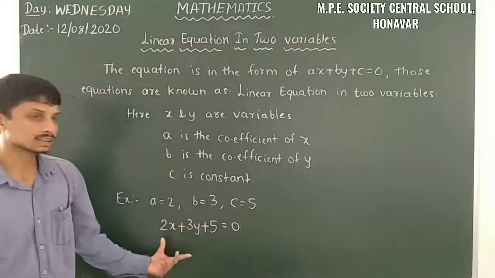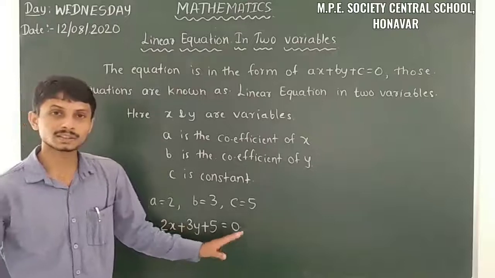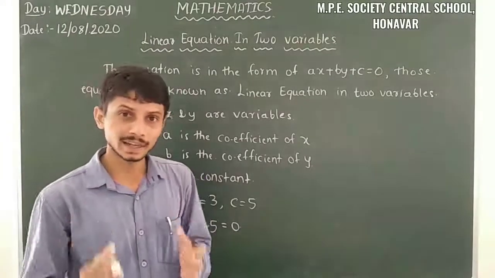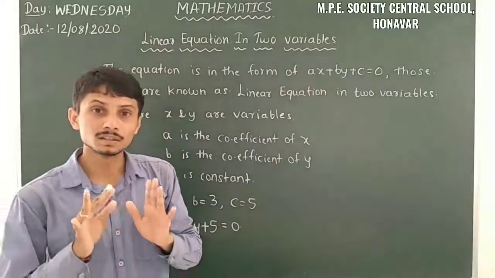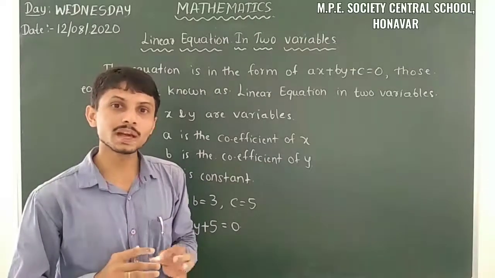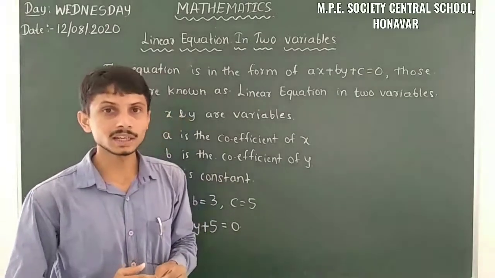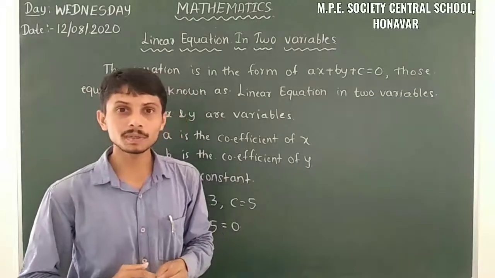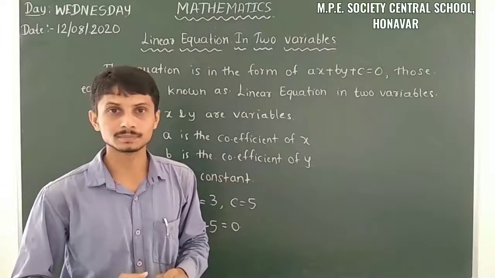So here also I give some examples. That is 2x plus 3y plus 5 is equal to 0. You can take any value of a, b and c and directly substitute into this equation. It becomes a linear equation in two variables. So likewise we have to find out the value of a, b and c. So let us move on to the problem part of this linear equation in two variables.